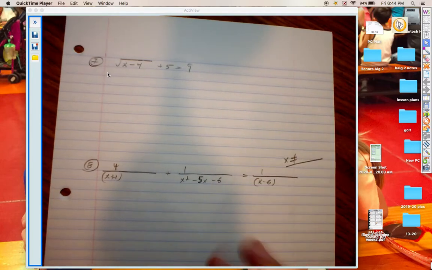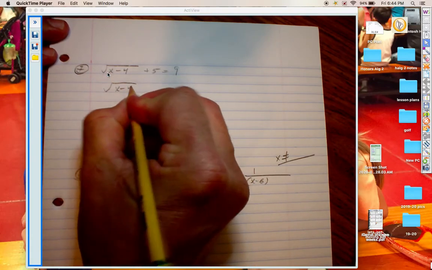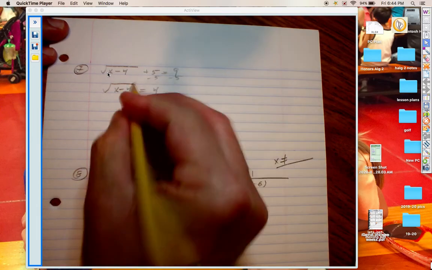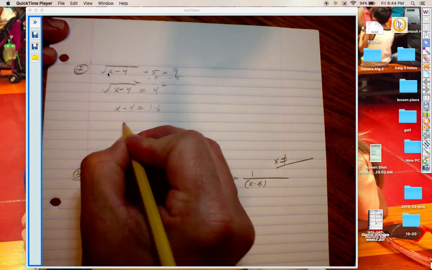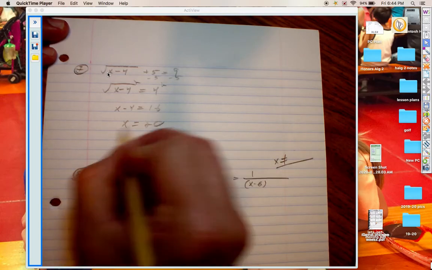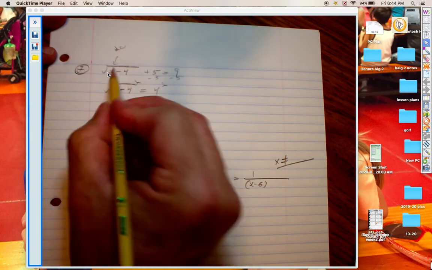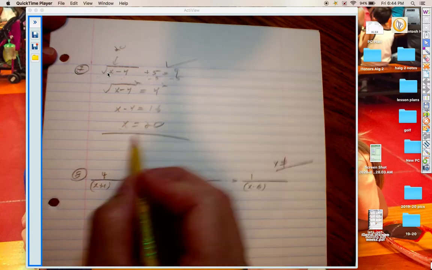All right, square root equations. Let's get that square root all by itself. I'm going to square both sides to get rid of a square root. Add a 4 and I get x equals 20. 20 minus 4 is 16. Square root of 16 is 4. Plus 5 equals 9.